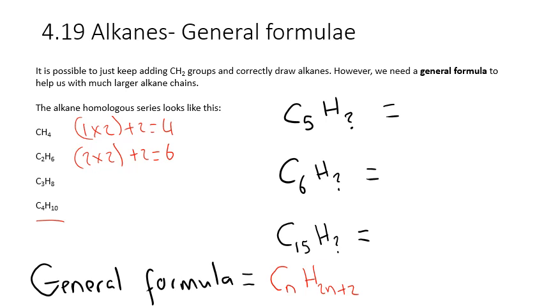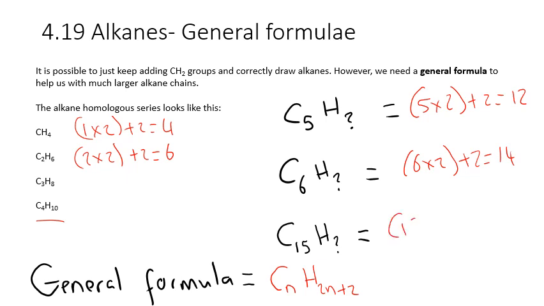Okay, so let's give it a try. So we've got 5 carbons, multiply it by 2, and add 2, so that's going to be 12 hydrogens. For C6, we're going to do 6 times 2, we're going to add 2, and that's going to give us 14. And for C15, we're going to do 15 times 2, which is of course 30, and add 2, and there should be 32 hydrogens. So you can see that as the carbon chain gets longer, we can figure this out using the general formula, which saves us a lot of time.